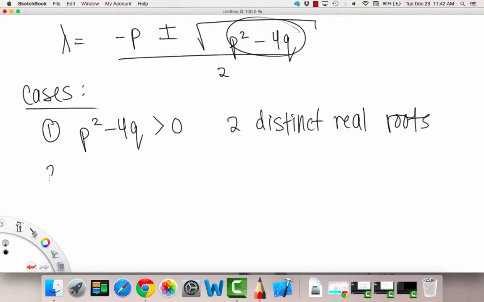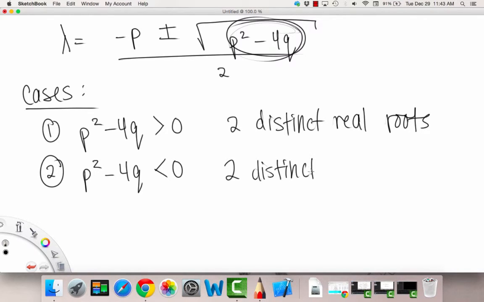Our second case is p squared minus 4q less than 0, which means we have a negative number inside this square root sign, which will give us 2 distinct, again different, complex roots in this case. Complex meaning that it involves imaginary numbers. So we're going to have some i's floating around because we're taking the square root of a negative number.